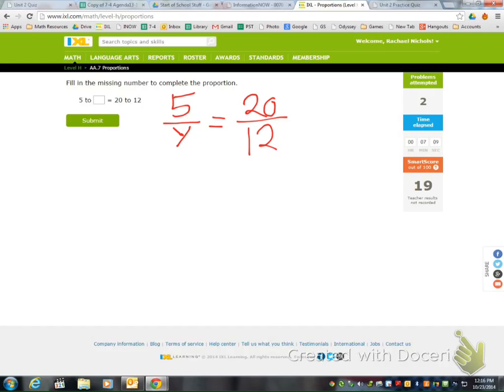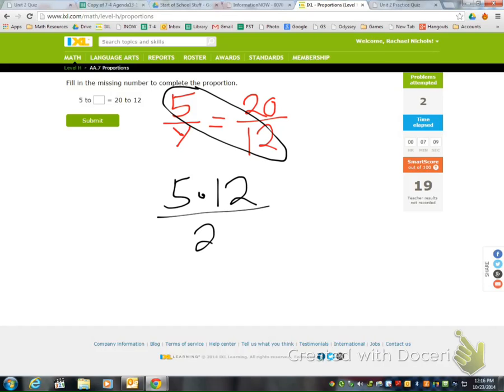Your unknown, whatever you want to call it, x, y, c, m, whatever you want your variable to be. All right. So to solve this, what do I need to multiply? All right, 5 times 12, because those are the numbers that are across from each other. And then I need to divide by 20. So 5 times 12 is 60, and 60 divided by 20 is 3.